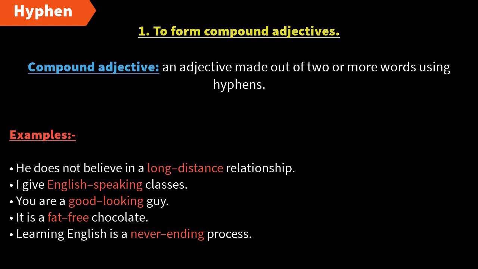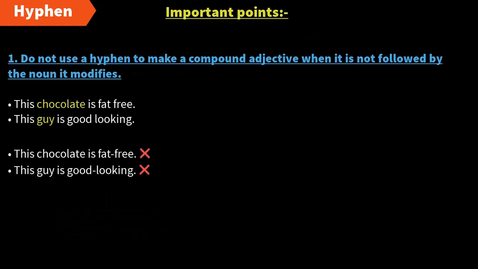Understood? So 2 important points here. Number 1, do not use a hyphen to make a compound adjective when it is not followed by the noun it modifies. For example, this chocolate is fat free, not fat-free, because the word it modifies, which is chocolate, is not coming after it. So we will not use a hyphen with it. Please understand, very, very important. That's where a lot of people make mistakes. Don't do it. This guy is good looking.